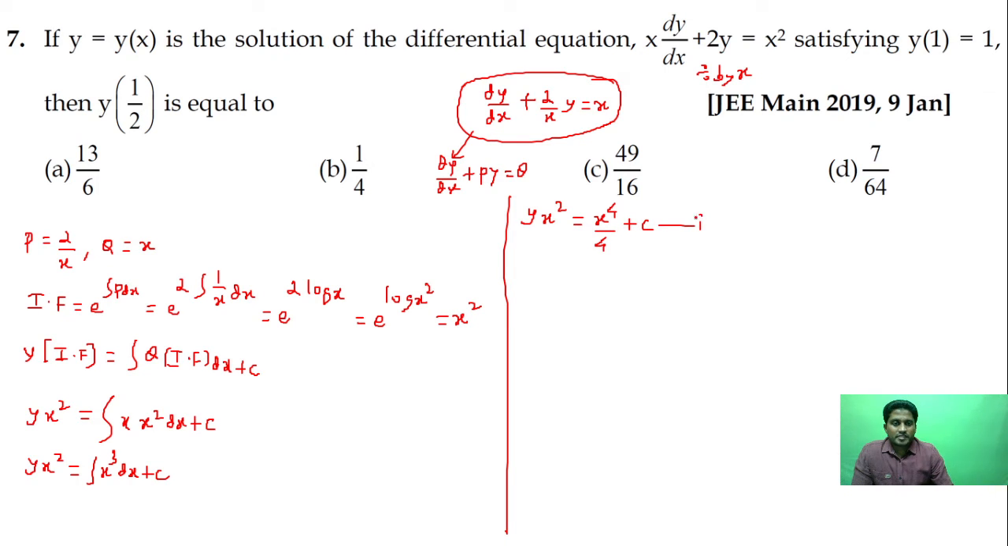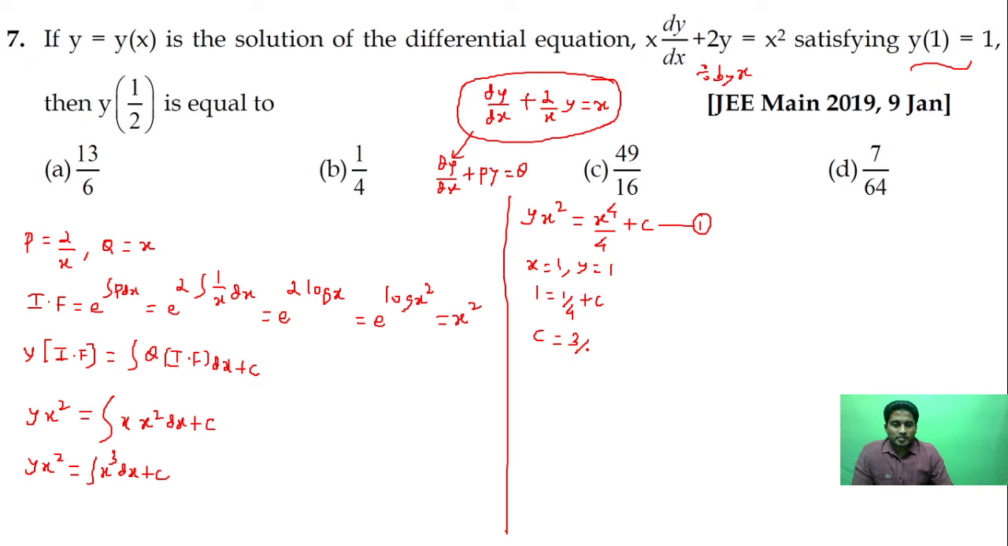Let us call this equation 1. It is given in the question that y of 1 equals 1. That is, when x is 1, y is 1. You get 1 is equal to 1 by 4 plus c. So c is equal to 3 by 4.